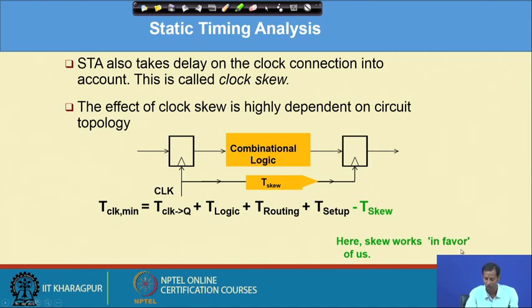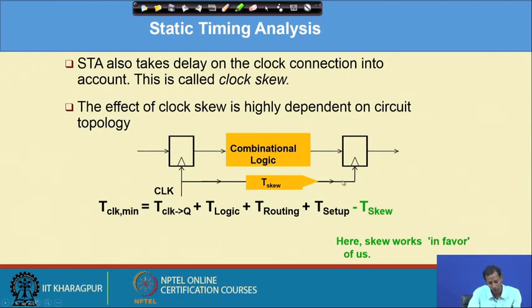Why? Because here skew works in our favor. Favor of us means favor of the circuit, so it works. The clock direction is traversing from this side to this side, so the clock-to-Q, that means the data, is also flowing in this direction and the clock is also flowing in this direction. So, at that time it is in our favor.